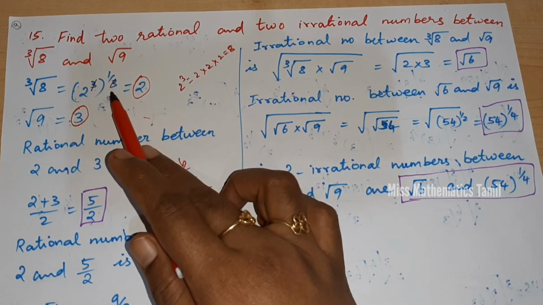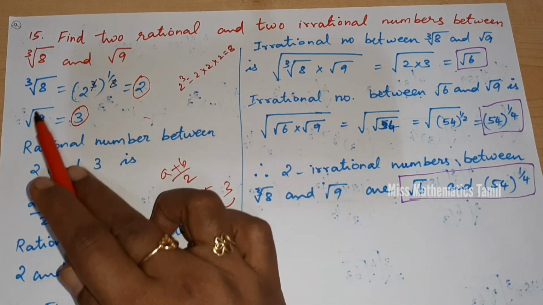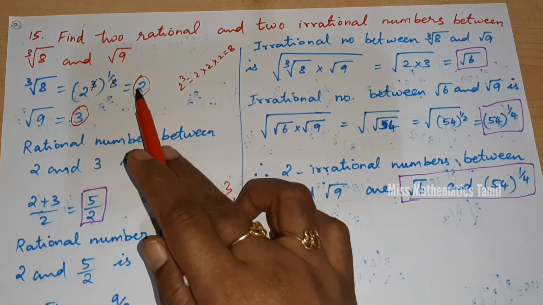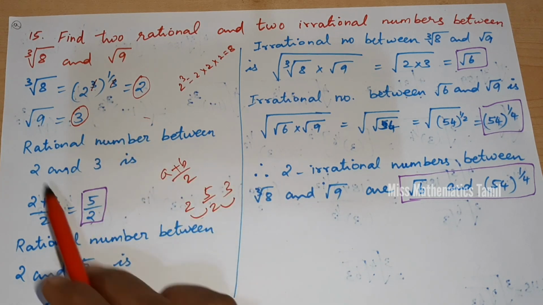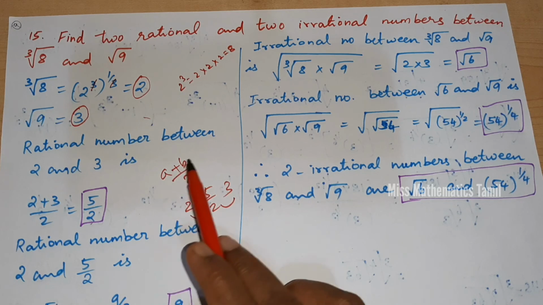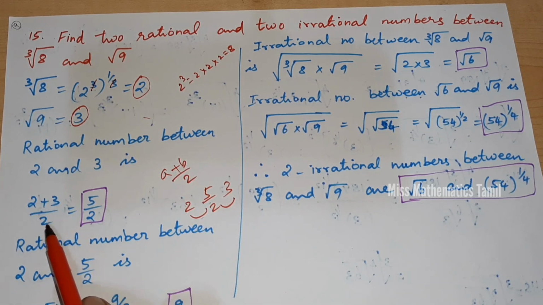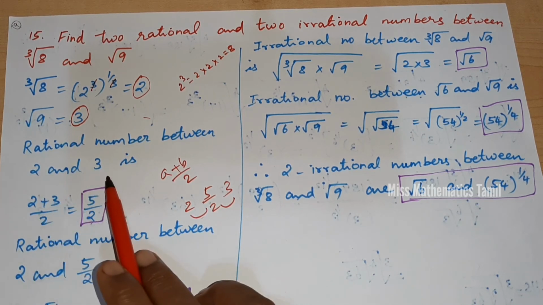Here 3 and 3 cancel, so the answer is 2. Next number, root 9. Root 9 is equal to 3. So we are going to find the two rational numbers in between 2 and 3. The rational number between 2 and 3: what is the formula? (A plus B) divided by 2. So (2 plus 3) divided by 2 is equal to 5 by 2. So 5 by 2 is the rational number between 2 and 3.